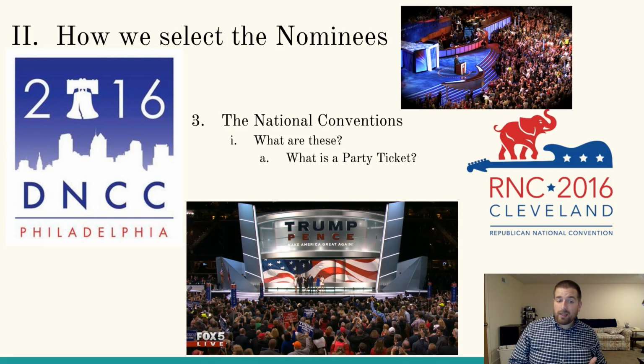So again, the most recent ones took place in July of 2016. The Republican convention is called the Republican National Convention, or the RNC, and as you can see, in 2016 it took place in Cleveland. And the Democratic convention is called the Democratic National Convention, also known as the DNC. The longer title of that would be the DNCC. These generally take place 2 weeks apart from each other. They're generally a week long.